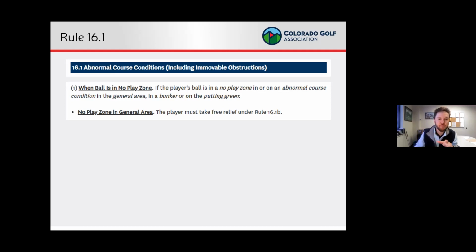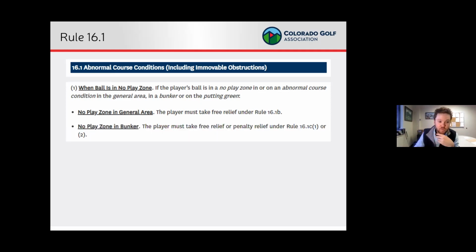The penalty areas, we're going to get into penalty structure. But no play zone in the general area: this is when the ball is in the no play zone. If the ball is next to that really nice flower, you're not going to take a 9-iron and obliterate it. They're going to say, okay, that's a no play zone, you must take relief. This is mandatory and free, GUR essentially, is a way to look at it. And then for a no play zone in a bunker, the player must, not may, must take relief or penalty relief under 16.1C1, which is the free, or 2, which is the penalty, that back on the line. Those are both now required procedures. You've got to pick one or the other.